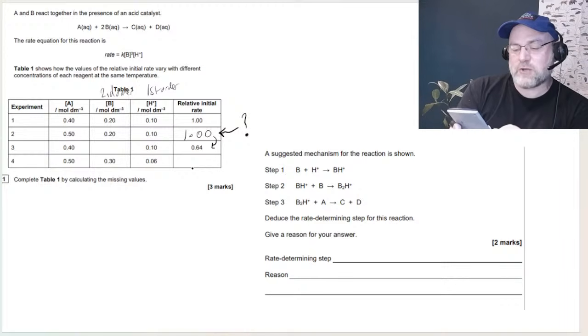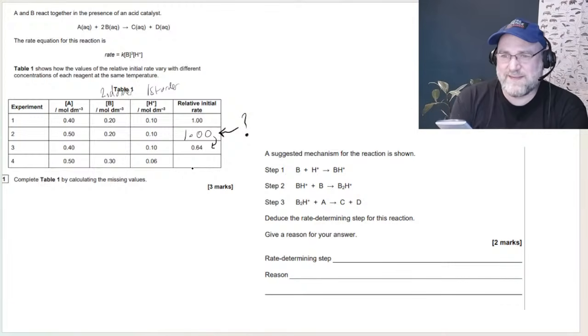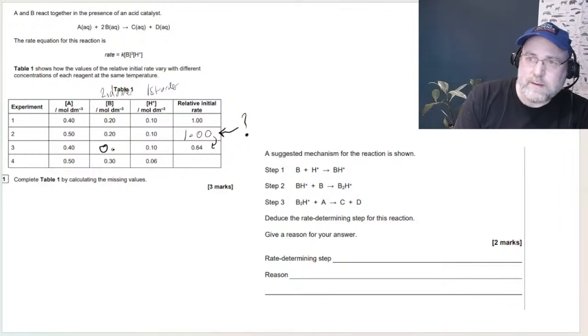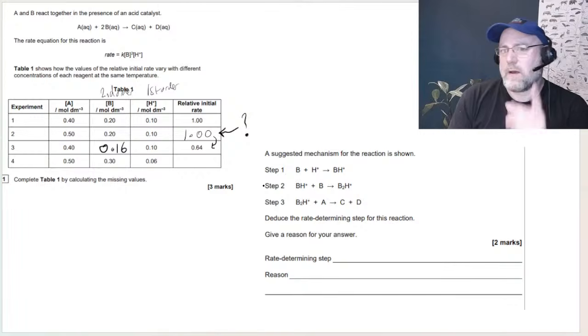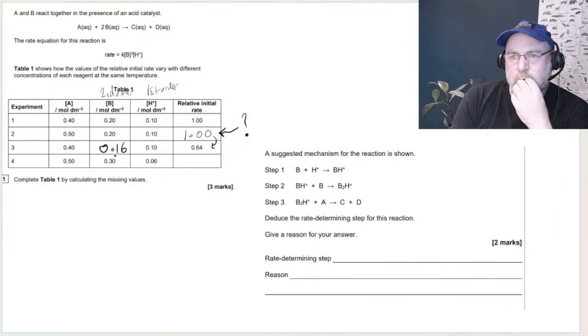Oh my good gosh! Hold on one second, folks. Aha, 0.16. You were right in the chat. What the fudge has gone on here for this last one? So 0.16. That doesn't count.